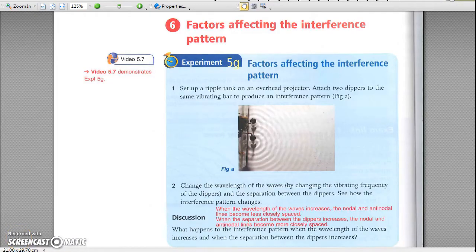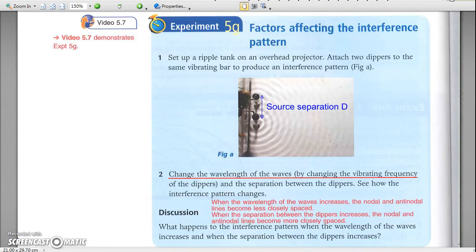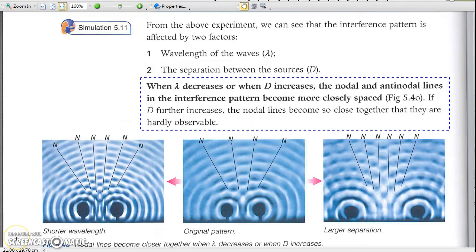6. Factors affecting interference pattern. An interference pattern is affected by the wavelength lambda and source separation d, as shown in the experiment that follows. For the shorter wavelength lambda, or a larger source separation d, the interference pattern becomes more closely packed, and the number of lines also increases accordingly.